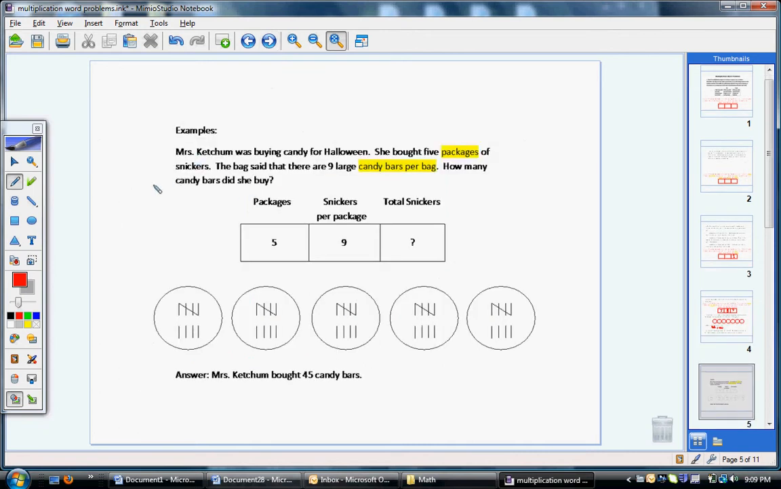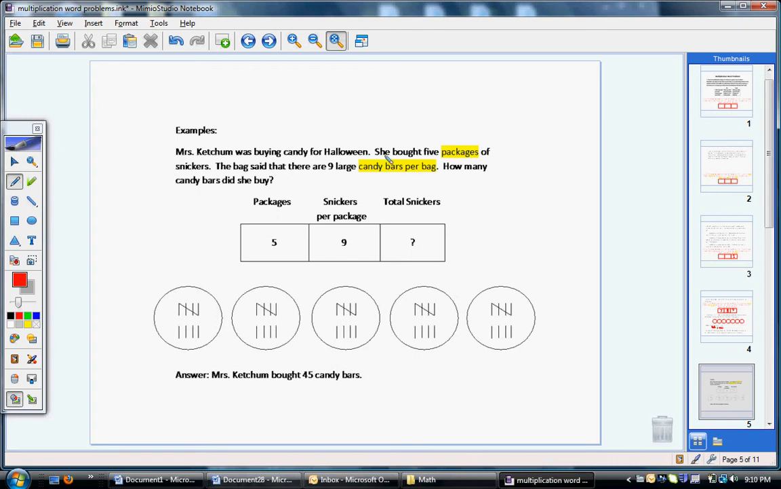So let's do one together. It says Mrs. Ketchum is buying candy for Halloween. She bought 5 packages of Snickers. The bag said that there are 9 large candy bars per bag. How many candy bars does she buy? The first step, remember, is to draw our diagram. Notice I'm looking at total packages, how many Snickers are in each package, and the total number of Snickers.